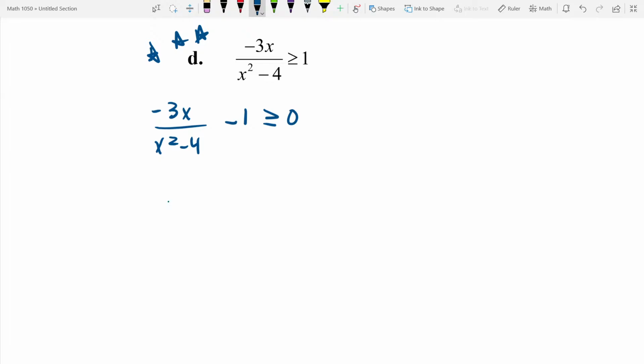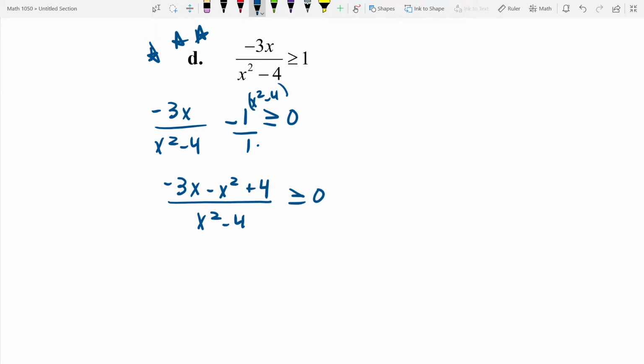Common denominator. Okay, now don't freak out because it's a fraction. I know many of you are afraid of fractions. Look, this guy already had the x squared minus 4. So I'm just going to write down the -3x. This guy right here doesn't have the x squared minus 4. So I have to multiply the top and the bottom by x squared minus 4. The bottom becomes x squared minus 4. The top, you distribute the -1, and you get -x squared plus 4. Okay, all I did is distribute the -1.